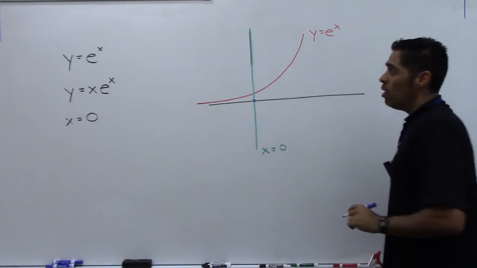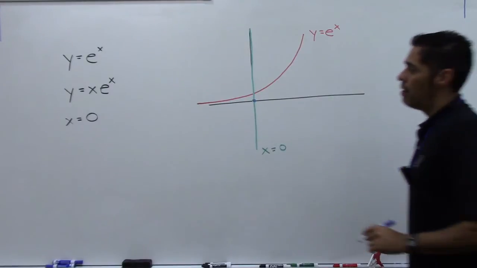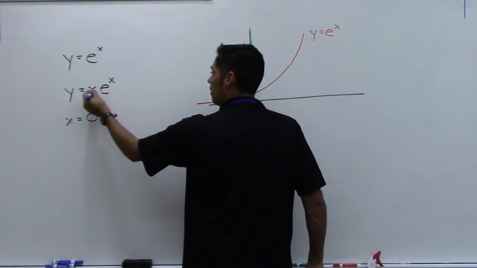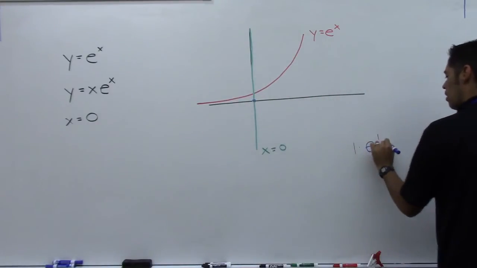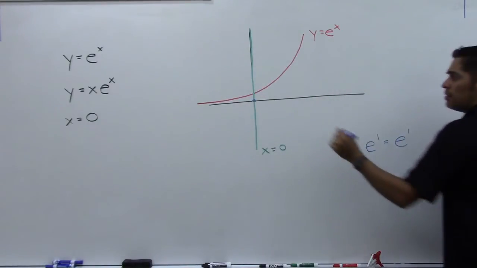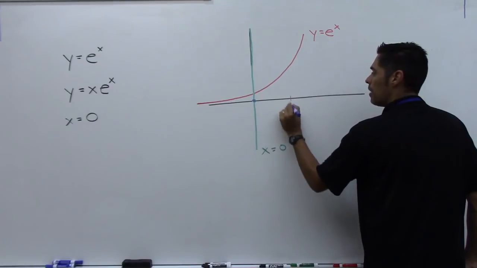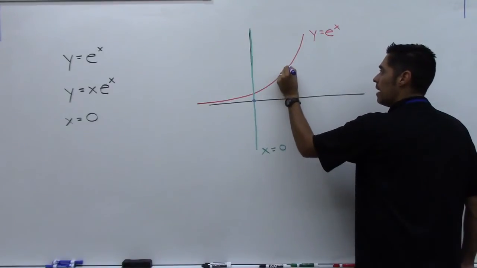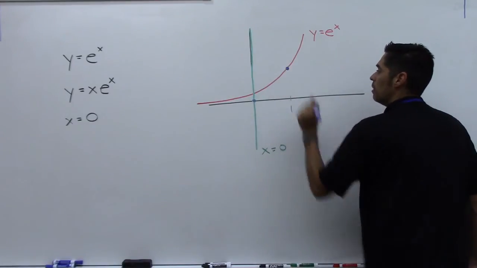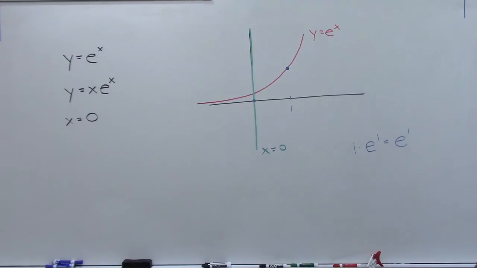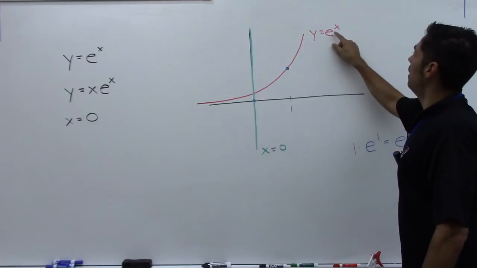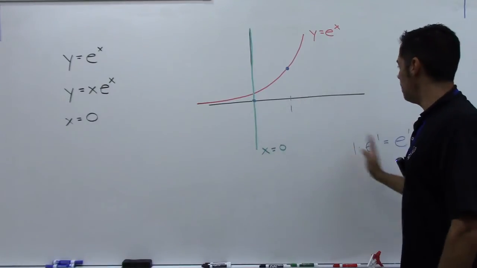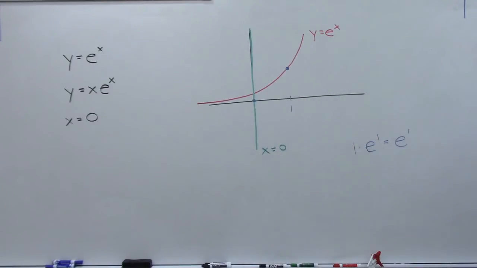If I plug in 1, I get 1 times e to the 1, which is equal to e to the 1. So at 1, I should be at e to the 1, and that's actually right here. The reason it's right there is because on the red curve, if I plug in 1, I also get e to the 1. So at 1, both of these functions are the same, the red one and the blue one.